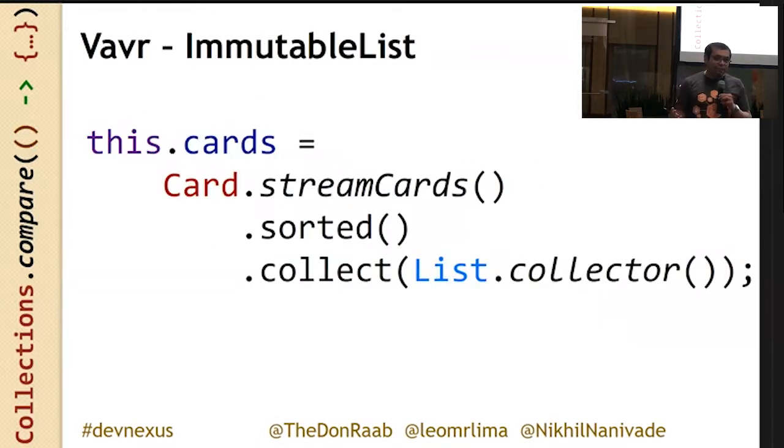And Vavr, like I said, by default is always immutable. And this list is the Vavr list, and it's the list.collect. These are all provided by each individual library. For example, going back to what I said about Eclipse Collections, we also have our own collectors.